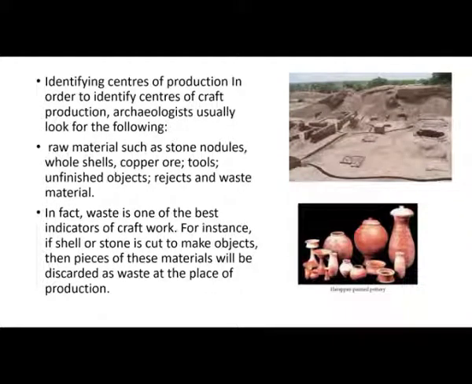In order to identify centers of craft production, archaeologists usually look for raw materials such as stone nodules, whole shell, and copper ore. Archaeologists also look for the tools used for making crafts, and for unfinished objects, rejected pieces, and waste material. Waste is one of the best indicators of craft work. Sometimes large waste pieces were used to make small objects.